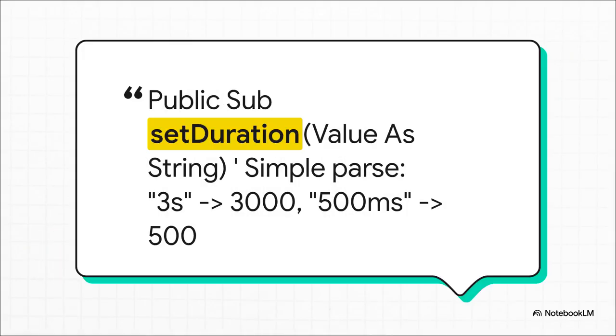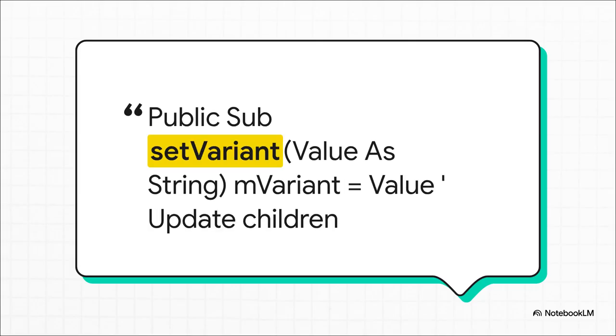For instance, check out the setDuration method. You just pass it a string like 3s for 3 seconds, or 500 ms for half a second. The component does all the work of parsing that for you, which is super convenient for making quick adjustments. And it's the exact same deal with the setVariant method. You just call the function, give it a new variant name like success or warning, and bam, the color scheme changes instantly. Just think about it. You could have a status rotator that's blue while it's working, and then it flips to green when the job is done. Pretty cool, right?